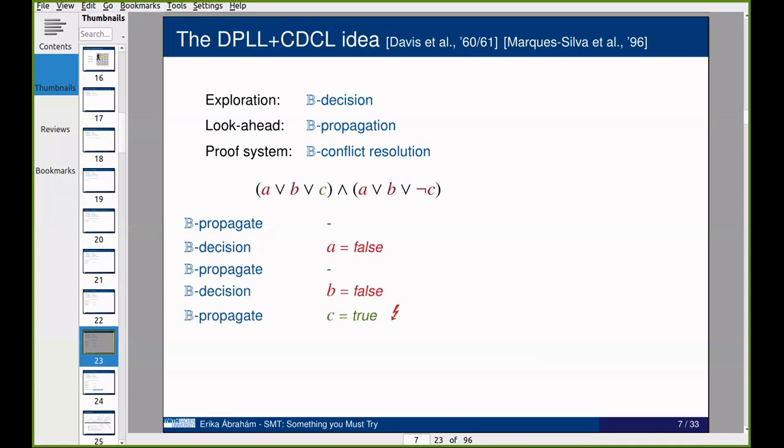If I look at the first clause, A and B are both false, that means C needs to be true, otherwise the first clause is violated. But now if I look at the second clause, then A, B, and B were false, but now assigning C to true makes not C false, and I have run into a conflict. And now we resolve this conflict by applying the proof system and generating a part of a proof.